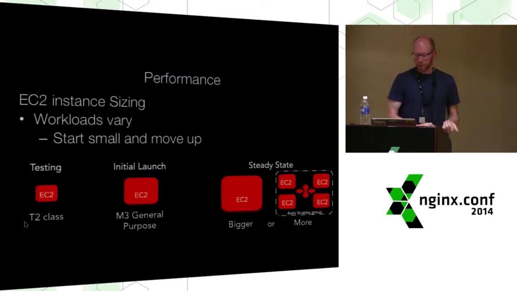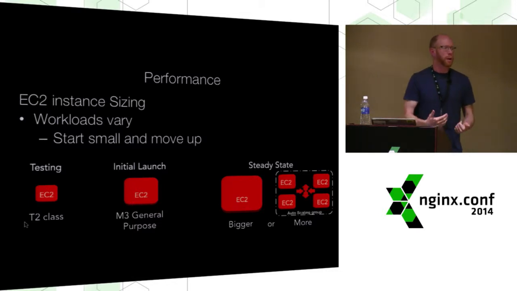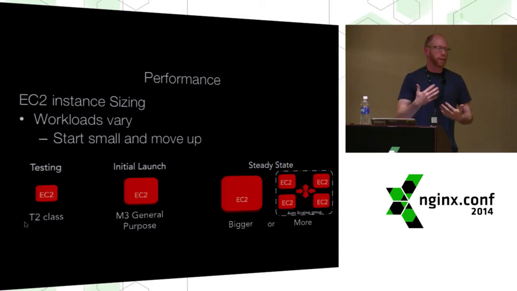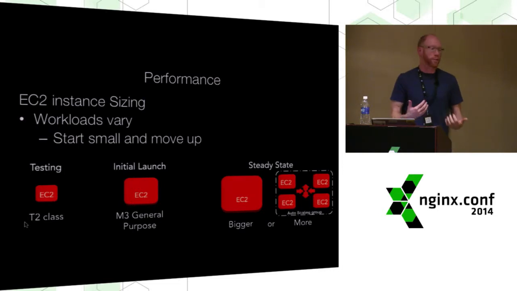And then you might go to your initial launch, maybe starting on the general purpose instances, the M3 class, which, as I said, are just general purpose. They've got a little bit of CPU, they've got some RAM. Maybe that's a good fit. And then when you get to your steady state, you may find that you're going bigger, just getting a larger instance to get more memory, more CPU, or that you might just be adding more and using auto scaling to add more processing power to your overall fleet. It really depends on the workload and the profiles that you're seeing.